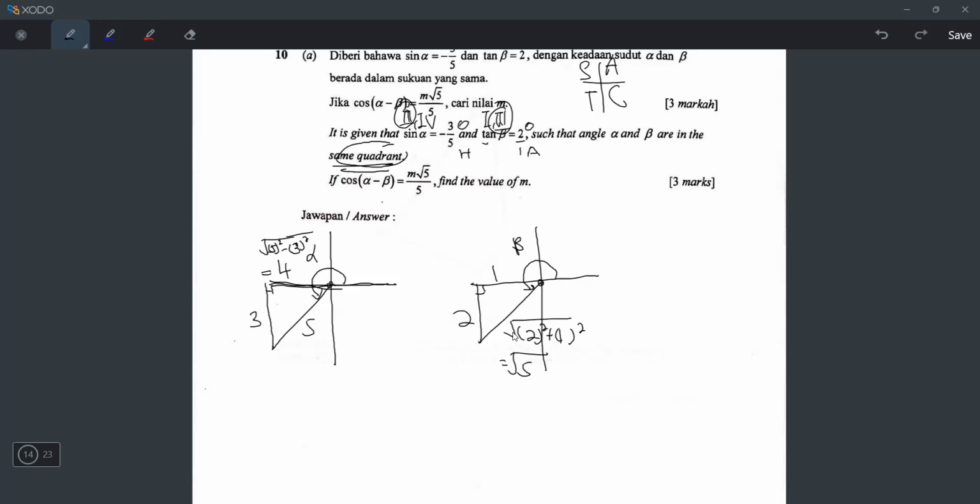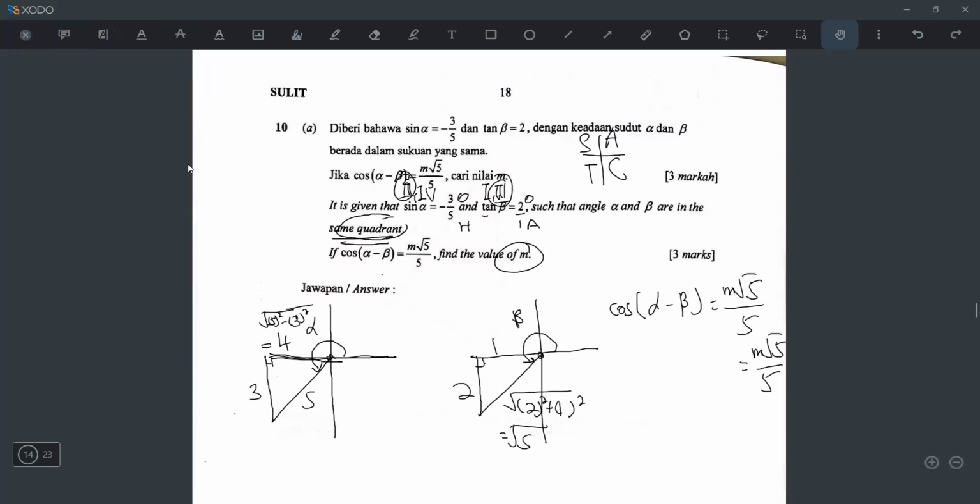After this, now only you can do this one. So now they say if cos, okay, let's do it here. Cos bracket alpha minus beta equals m square root 5 over 5. Find the value of m. Okay, how should I do this? First of all, the right hand side, I will leave it. I won't even touch it. I will just do the left hand side. And since I see a plus minus sign inside here, it means I will automatically think about the multiple angle formula, which is cos A plus minus B.